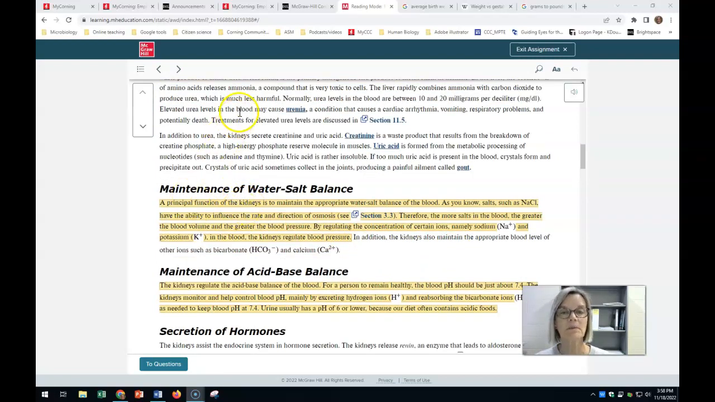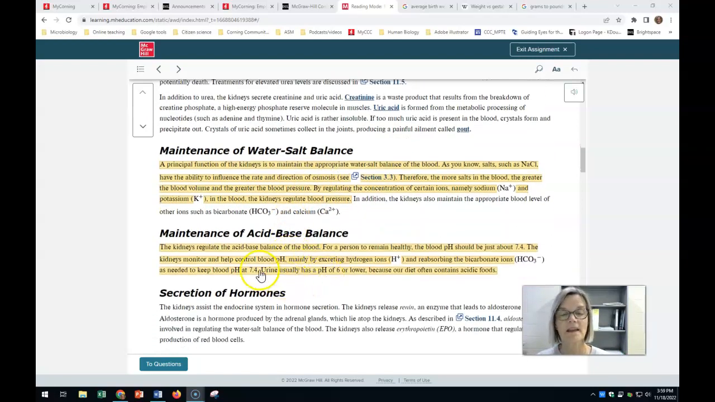So we talked a little bit about how the urinary system maintains a water-salt balance, and the salts in particular are sodium and potassium, and it's really important that we balance sodium, potassium, and water to regulate our blood pressure and to balance just our water concentration in general.